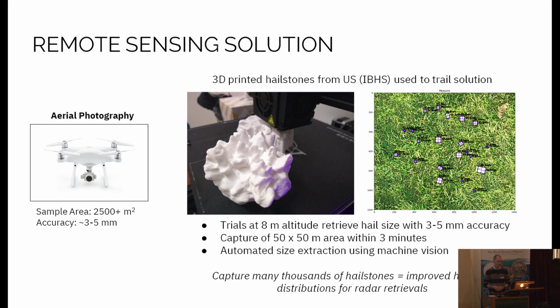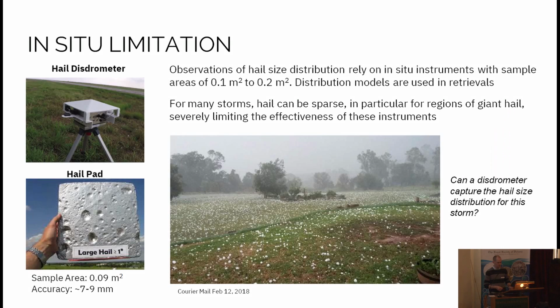We've been testing this technique in Australia by printing 3D hailstones and putting them out across various different surface types. And we have trial captures from about 8 metres in altitude. And this can pick up these stones at an accuracy of around 3 to 5 millimetres. Using this technique, we can capture areas much larger than a square foot, on the order of 50 by 50 metres, within a time of about 3 minutes.